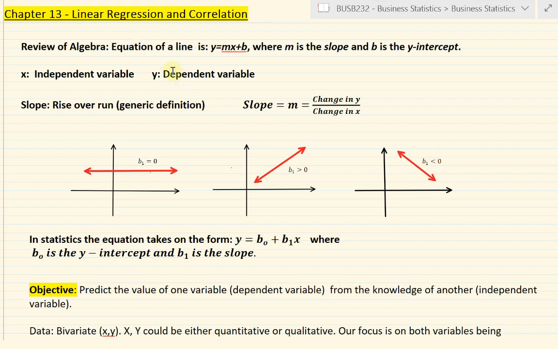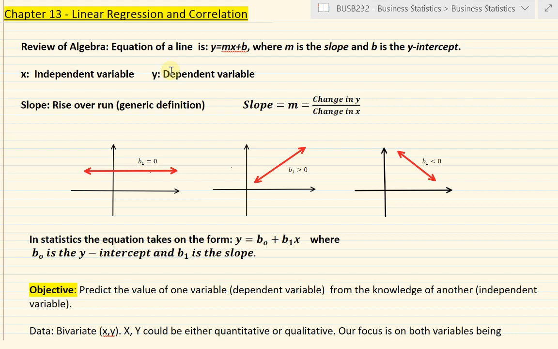So here the idea is to predict the value of one variable from the knowledge of another variable. The idea of linear regression, of course, is a very basic idea in this chapter for us. It's a topic that reaches far beyond what we're talking about. With regression analysis, in fact, we can go into many dimensions, and we can expand everything that we're doing in this chapter to multiple independent variables.